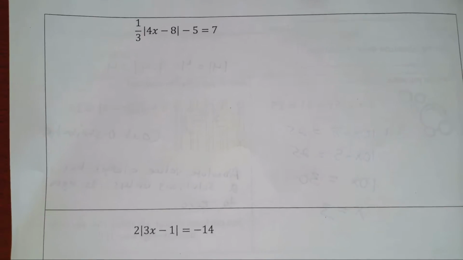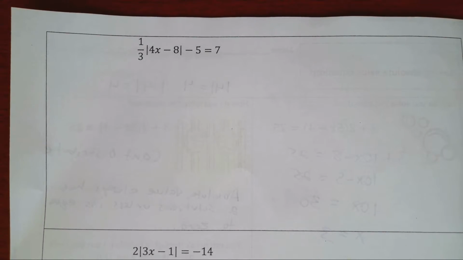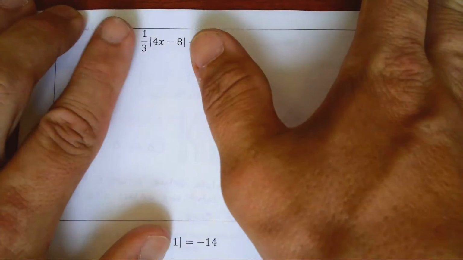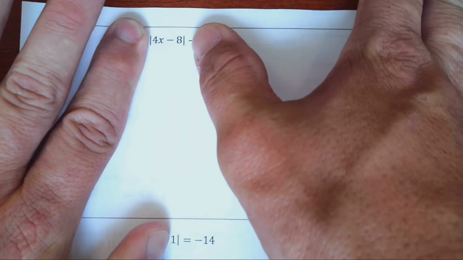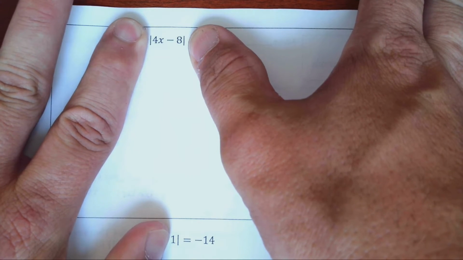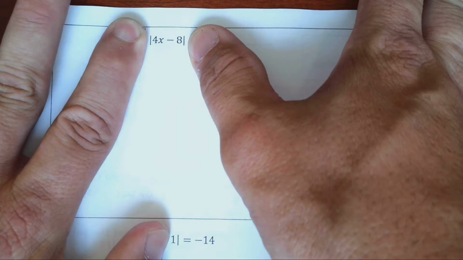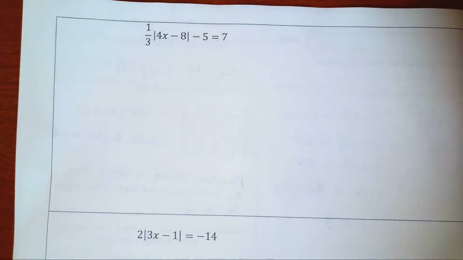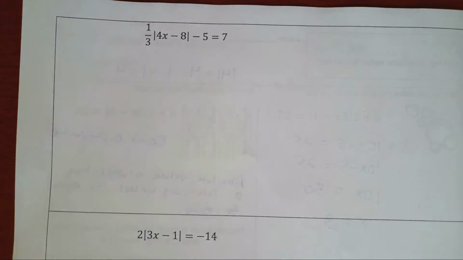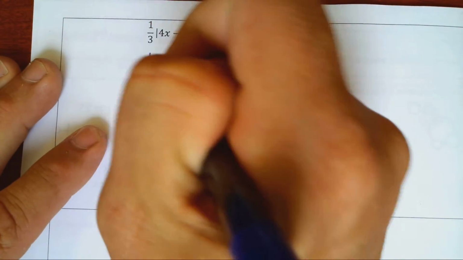All right, so if we look at this first one, we need to isolate this. We need to leave the absolute value of 4x minus 8 all by itself. So what's the first thing I need to do? What's the first move here? The 1/3 isn't going anywhere yet.